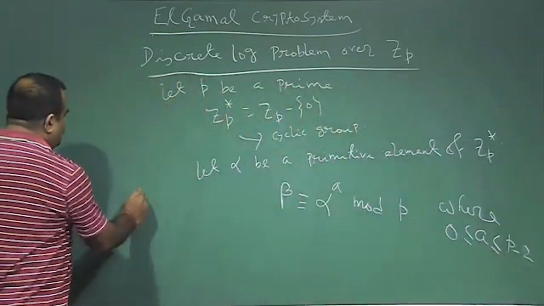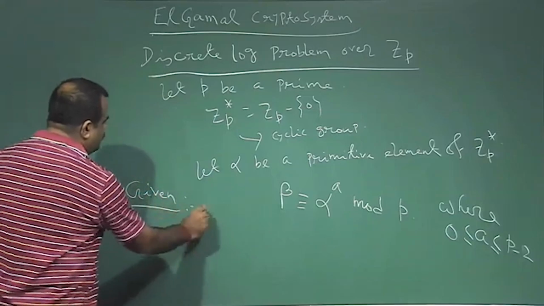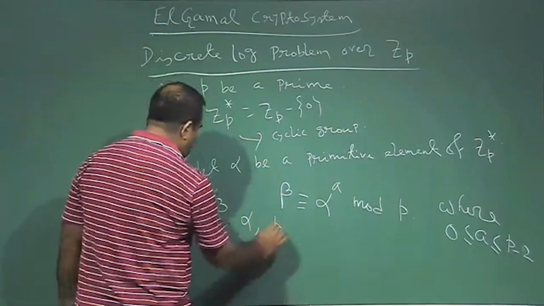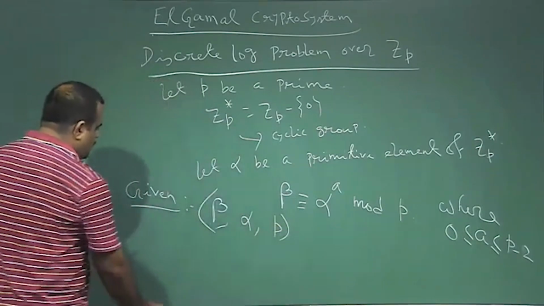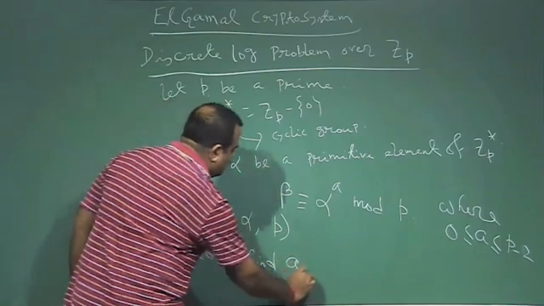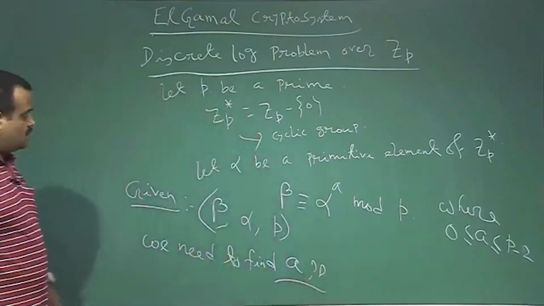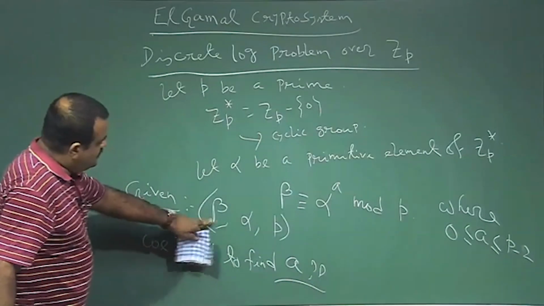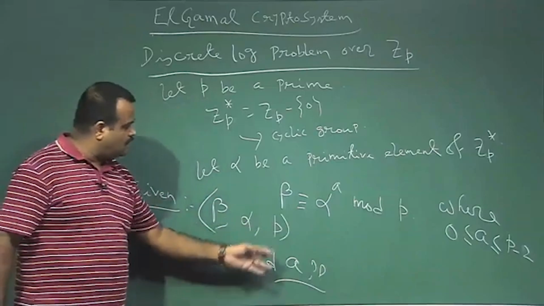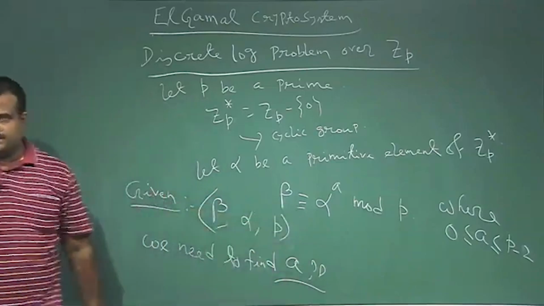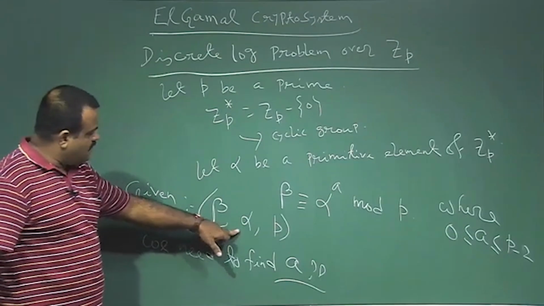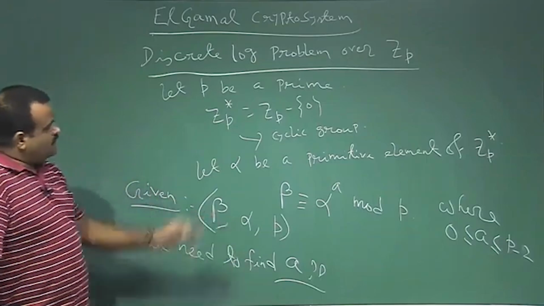So the discrete log problem is: given the values beta, alpha and p, we need to find a. This is called the discrete log problem. It is sort of like log of beta to the base alpha, though here everything is an integer. Given alpha, beta and p, we need to find a.